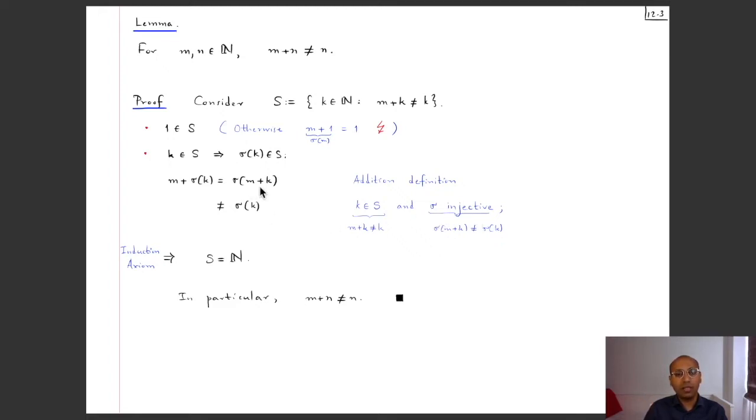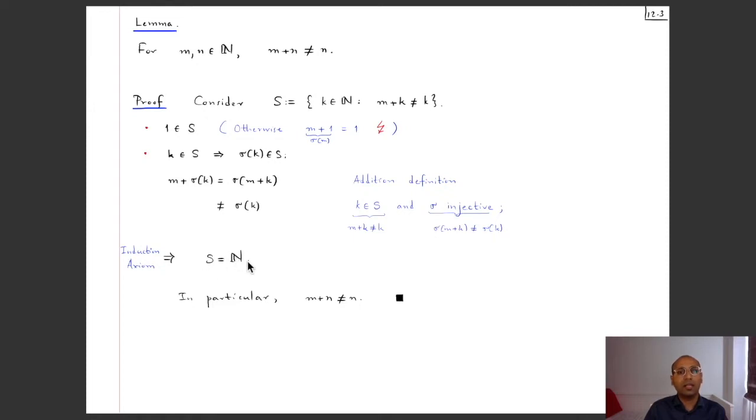So this sigma of m plus k is not equal to sigma k, and so we have got that m plus sigma k is not equal to sigma k. So sigma k belongs to S, and so we have proved this statement. So we know that 1 belongs to S, and whenever k belongs to S, sigma k belongs to S. So by the induction axiom, it follows that S is the whole set of natural numbers.